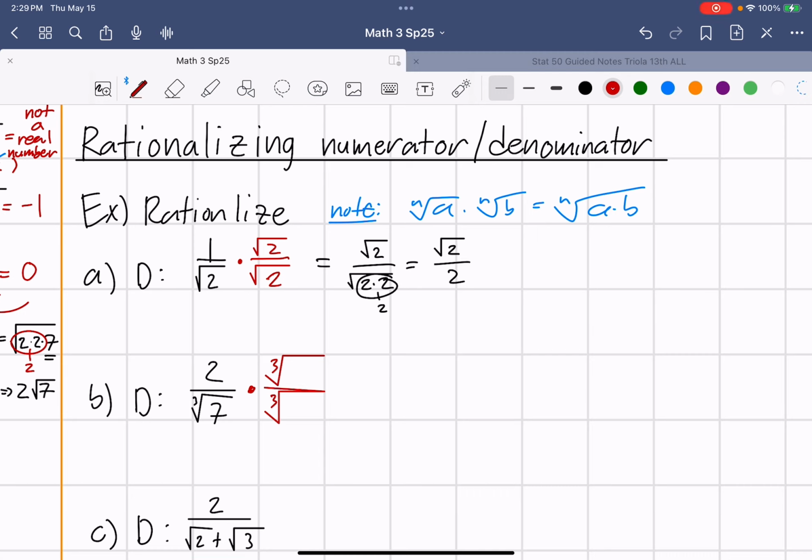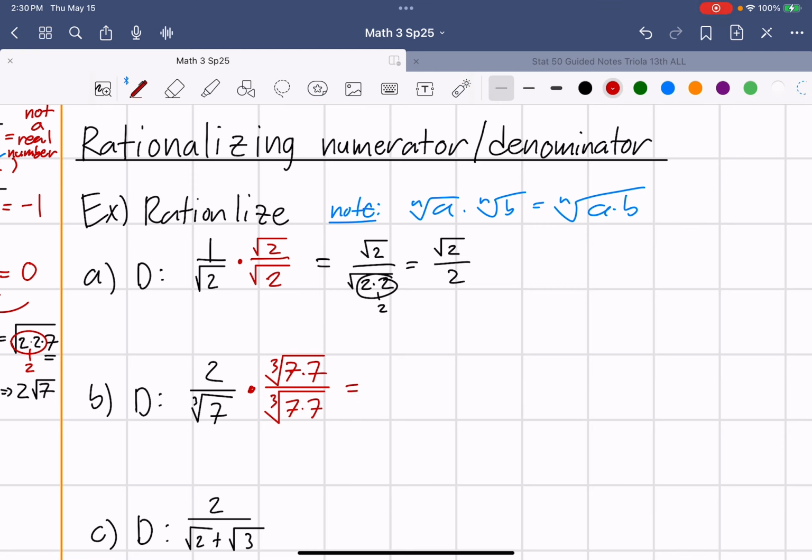But I'm looking for 3 numbers, right? 3 factors, because it's a cube root. Sorry, it's a cube root, so the index is 3 is what I meant. So I only have 1 7, and I try to break it down. Are there other factors in this 7? No, 7 is already prime. So I'm just going to bring in 2 more. But I need to do this to both numerator and denominator, because this is essentially saying I'm multiplying by 1.